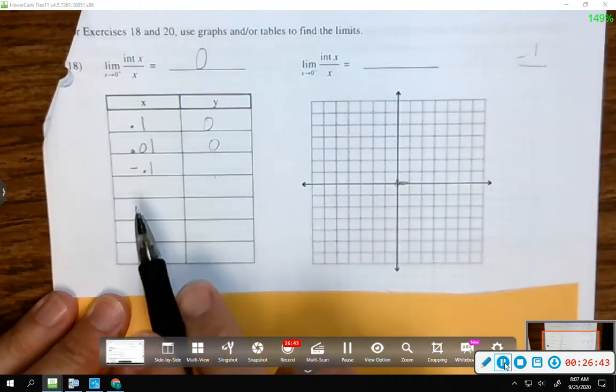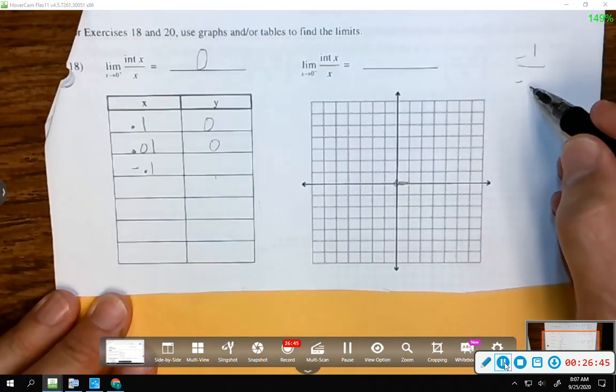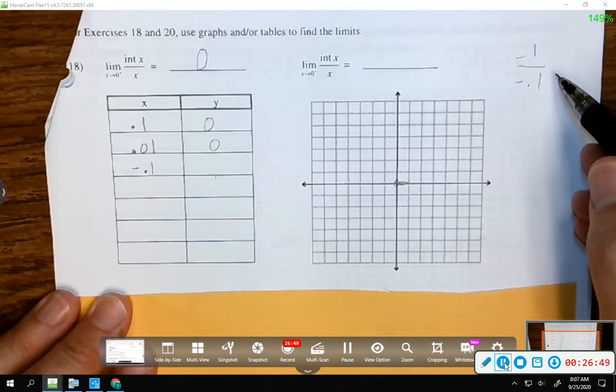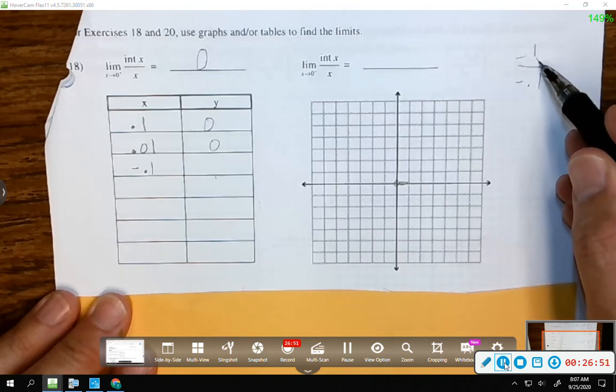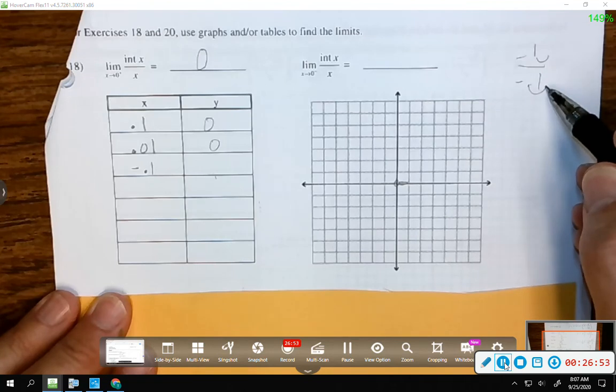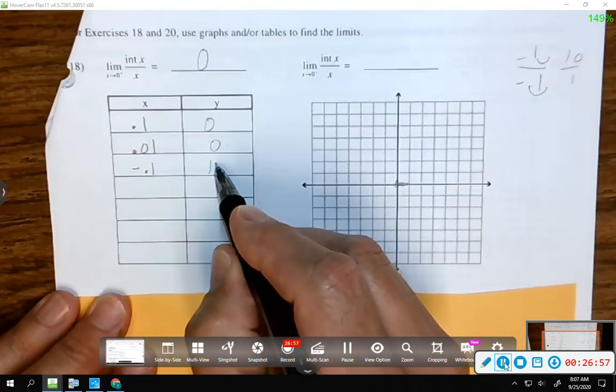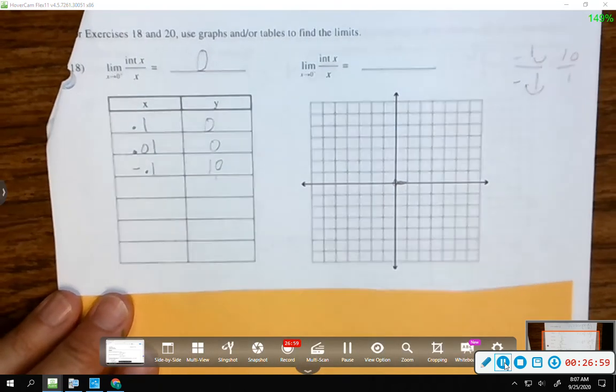Over my value of negative 0.1. Well, that's interesting. Negative over negative is going to be positive. And if I move the decimal place one decimal place, I'm going to get 10 over 1. I get 10 back out. Huh. That's way up here.